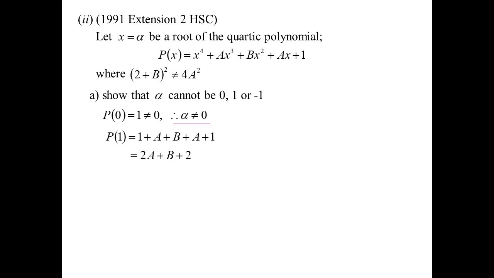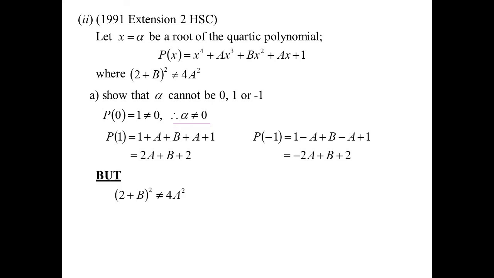Well, let's have a look at negative 1. And I get negative 2a plus b plus 2. Hang on a sec. Now we'll use this little fact they told us. 2 plus b squared can't equal 4a squared. Well, that means 2 plus b can't equal plus or minus 2a. Or another way of saying that, plus or minus 2a plus b plus 2 can't equal 0.